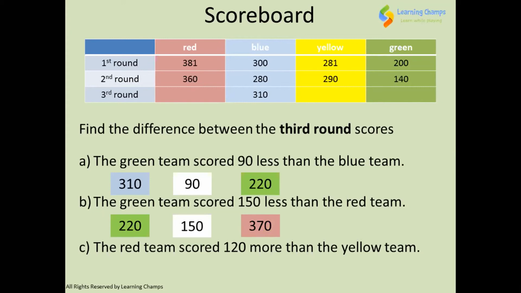Now the red team scored 120 more than the yellow team. The red team scored 370. Then what should you do? Are you going to add? Subtract. Yes, we have to subtract. 250. Very good.